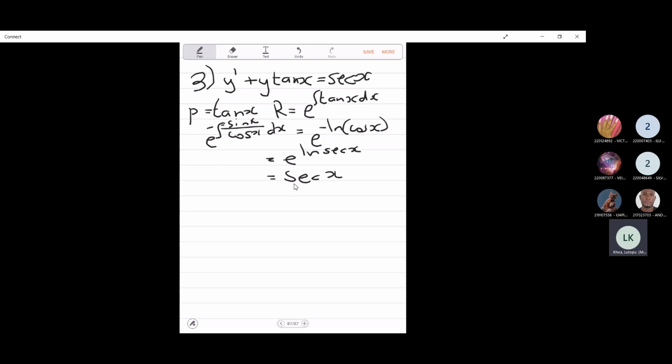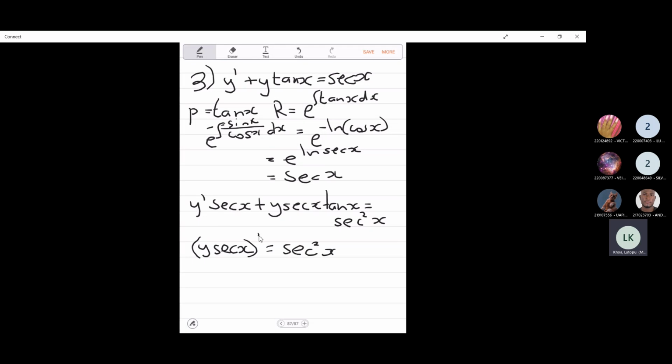Okay, so then I will multiply my differential equation by sec x. So I have y prime times sec x plus y sec x tan x. This is equal to sec squared of x. Then look on the left hand side, the derivative of sec x is sec x tan x, and the derivative of y is y prime. So using the product rule, we can say that (y sec x) prime is equal to sec squared x.